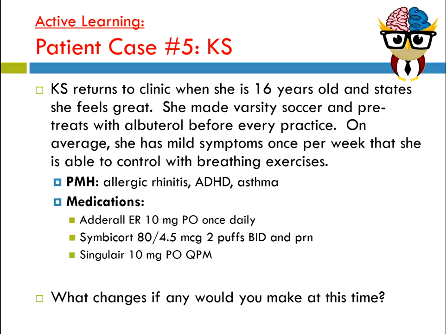She returns to the clinic when she's 16, so we've missed a follow-up, but it's okay. She states she feels great. She made varsity soccer and pre-treats with albuterol before every practice. On average, she has mild symptoms once a week that she's able to control with breathing exercises. Her medication regimen now has removed the albuterol, and they've decided on Singulair. Hold on a minute. What changes would you make now?